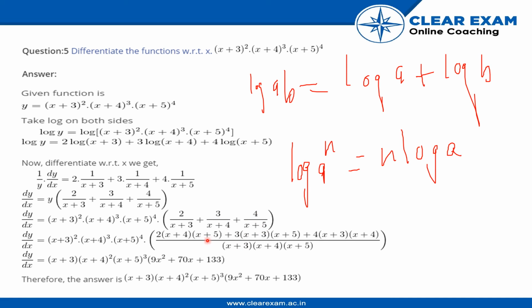Take LCM, we get (x+3)^2 (x+4)^3 (x+5)^4 whole into this thing. x+3 cancels, x+4 cancels, one x+5 and x+5 cancel. So the final product will be (x+3)(x+4)^2(x+5)^3 into this numerator, which reduces to 9x^2 + 70x + 133, which is the final answer.